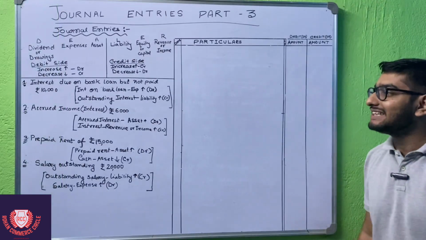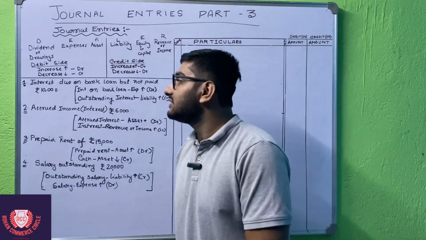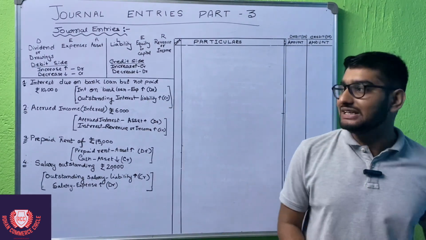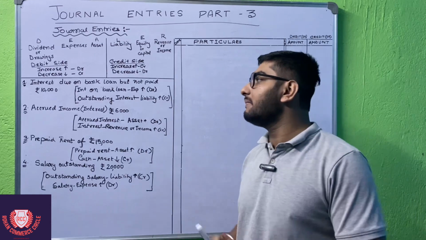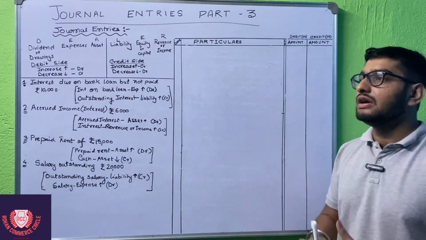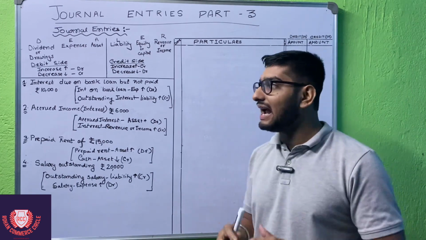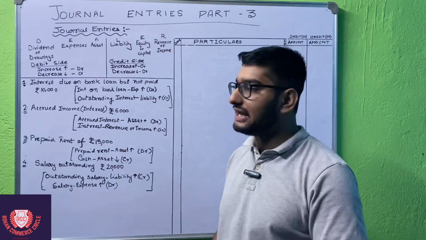Students, let us start with the journal entries. So what will be the journal entries? So the first journal entry is interest due on bank loan but not paid. What is interest due on bank loan? It means we have taken a loan from the bank and the interest we have to pay, right?